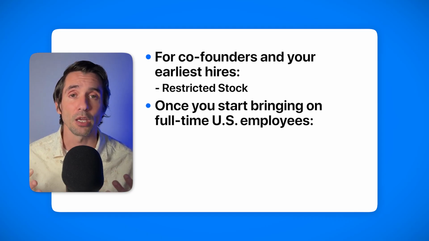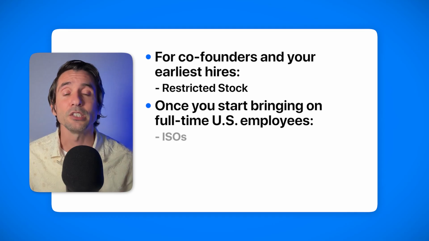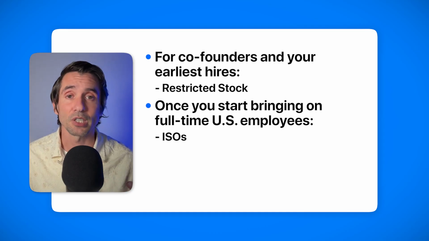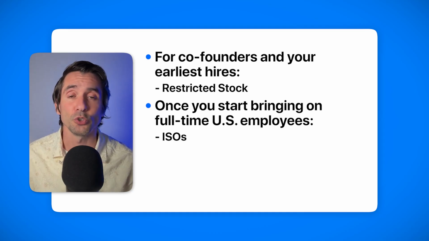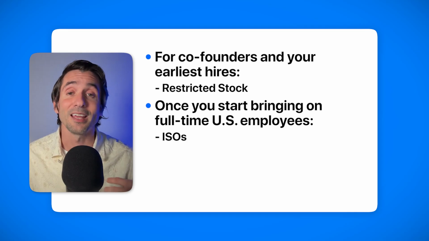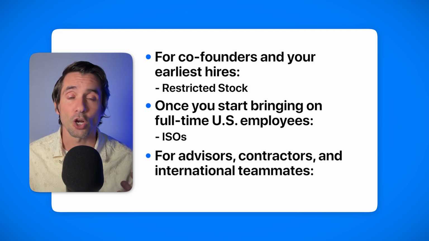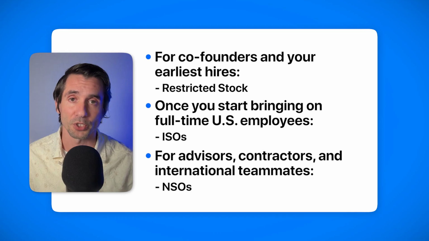Then, once you start bringing on full-time US employees, ISOs are usually your best bet. The tax advantages go to the employee, which makes it a strong recruiting tool. You'll typically set up your equity plan once institutional investors start coming in, and that's when you'll be set up to issue ISOs. For advisors, contractors, and international teammates, NSOs are your only real option. ISOs can't be issued to those people, so don't even try to make ISOs work here.